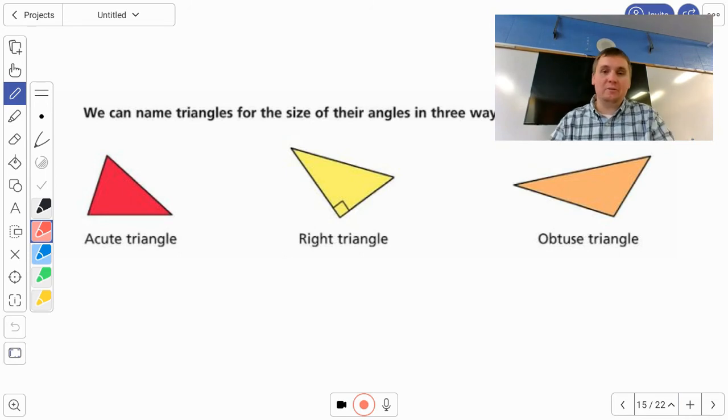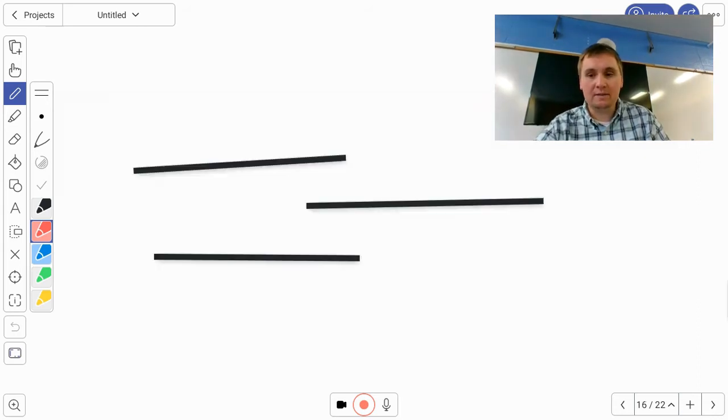So there are lots of different ways we can name triangles, but one of those ways is by their corners. And what's nice is that their names match the angles. There can be an acute triangle, a right triangle, and an obtuse triangle. So we're going to explore what makes what.